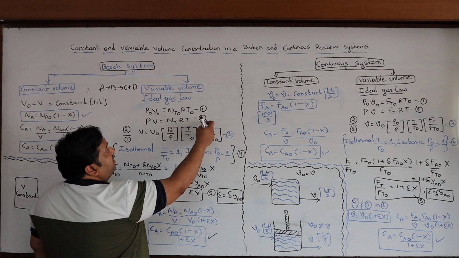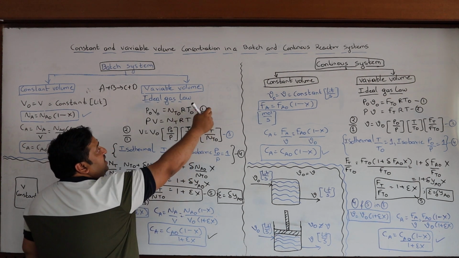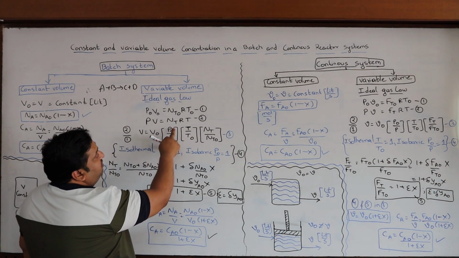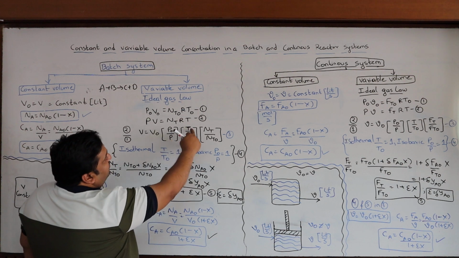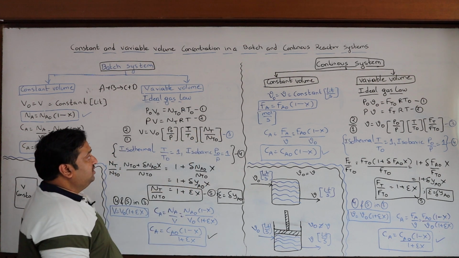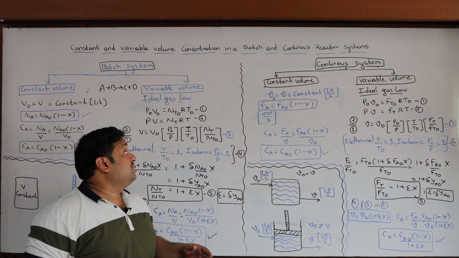If you divide the second equation by the first equation, final volume is equal to initial volume into initial pressure by final pressure, final temperature by initial temperature, final total moles by initial total moles. And let us do this for simplicity now.